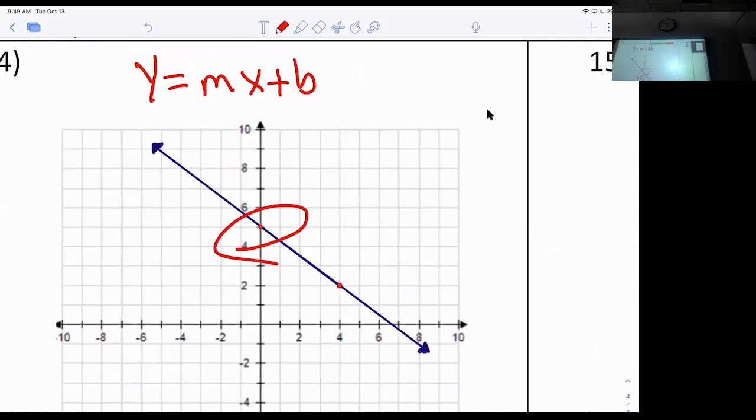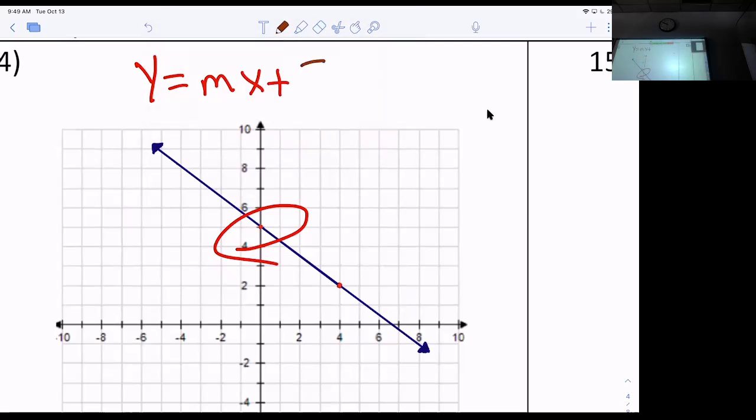Just look and see if you can see it. What's the y-intercept? I don't want to tell you everything. Use your brain. Look up there. I circled it for you. The y-intercept is where it crosses the y-axis. So right now I can replace b with what? 5. Beautiful.